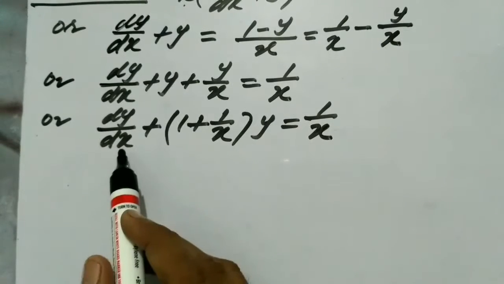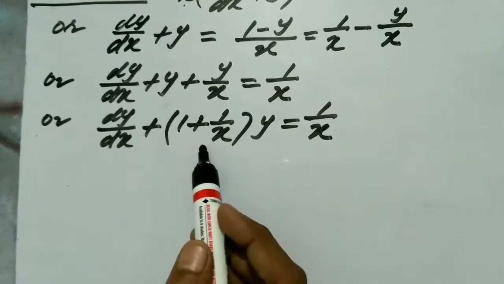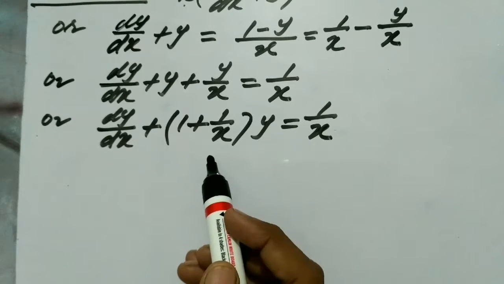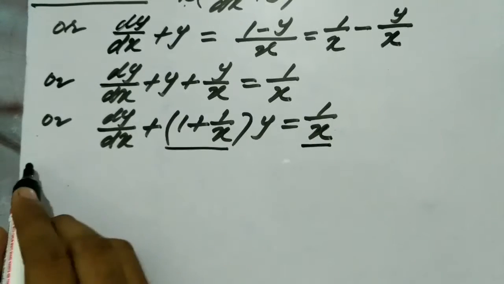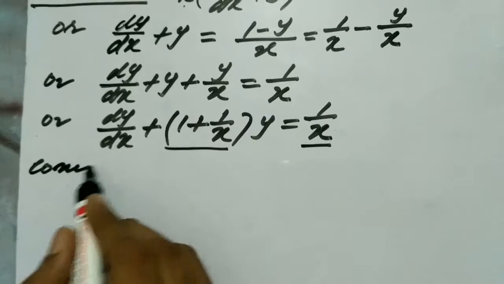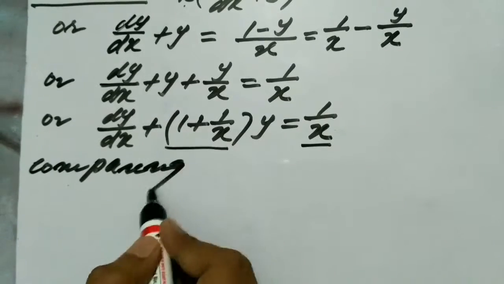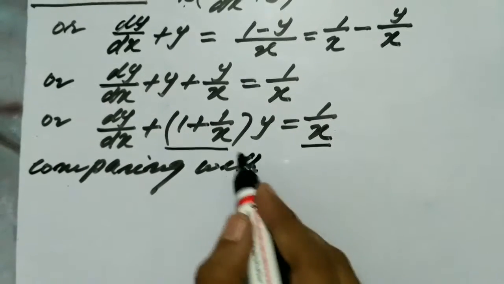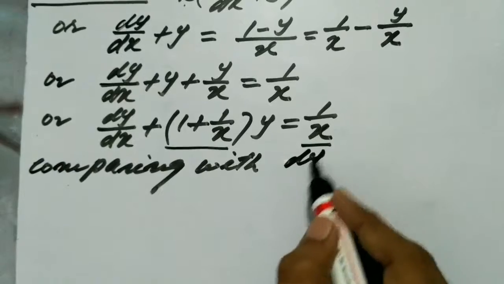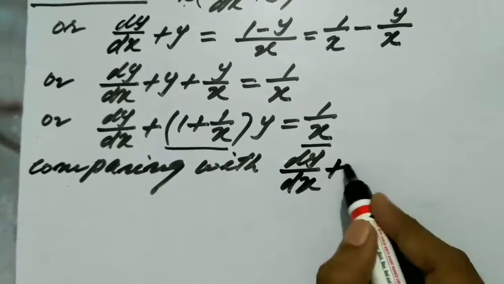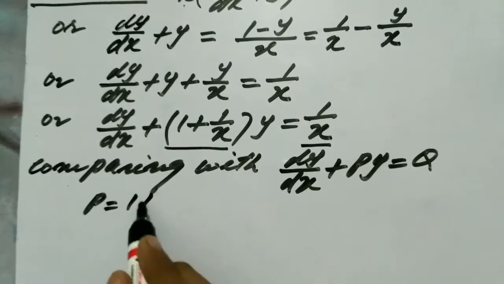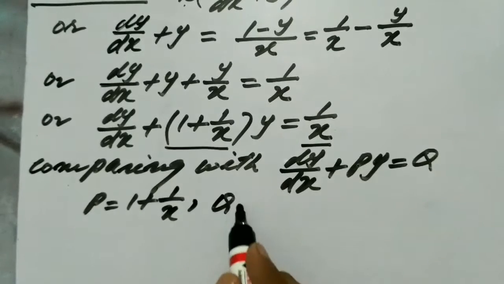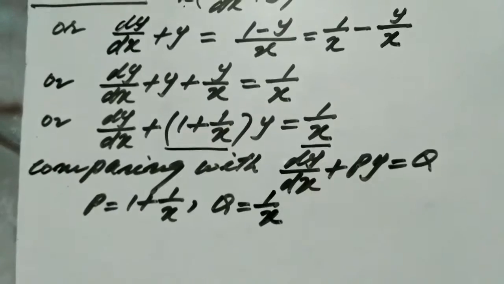So as we see, this equation comes in the standard form now, because the standard form is dy upon dx plus py is equal to q, where p and q are some functions of x. So this is p and this is q. So in this step, comparing with dy upon dx plus py is equal to q, we have p is equal to 1 plus 1 over x and q is equal to 1 over x.